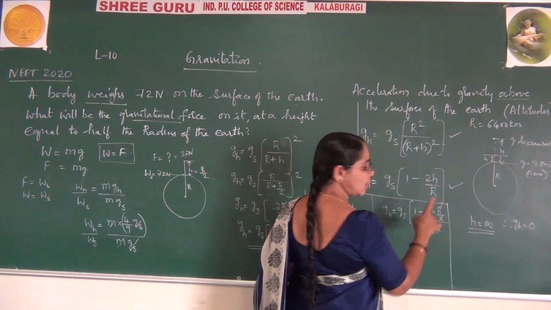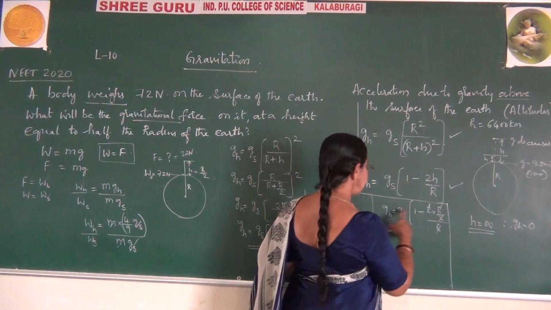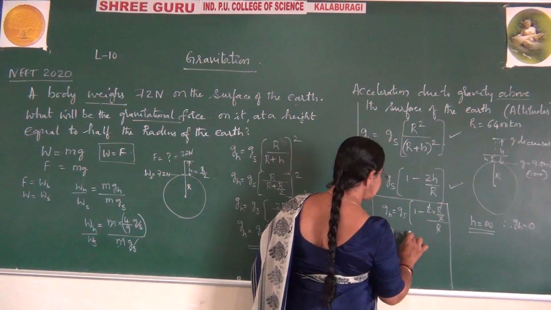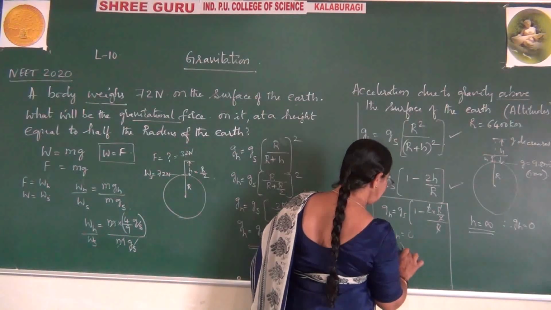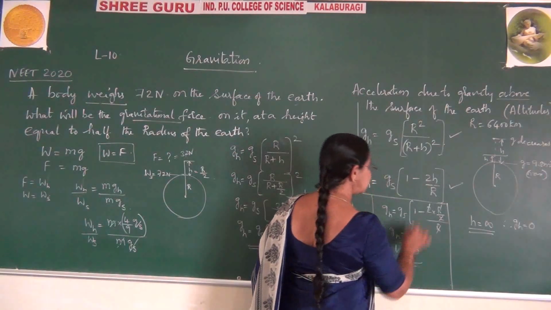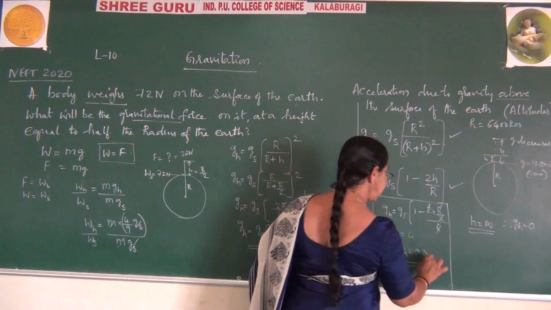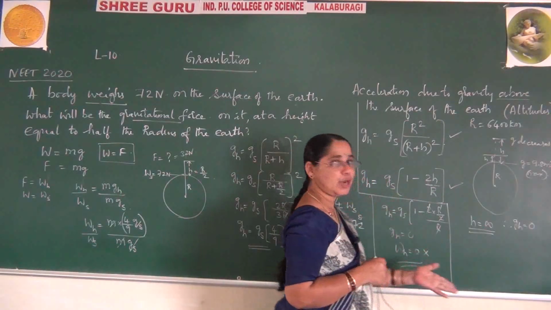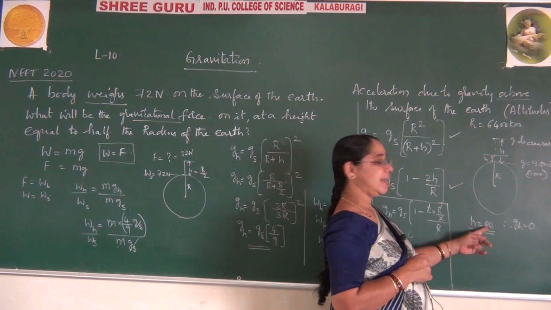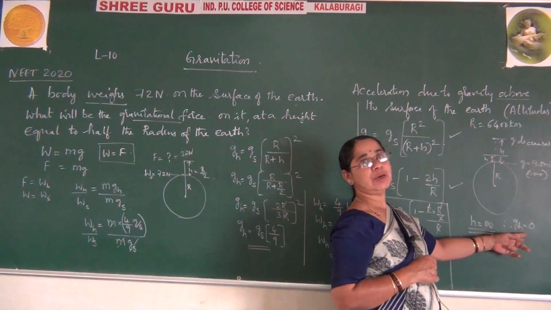So 1 minus 1 is 0. 0 into anything is 0. So naturally GH becomes 0. So naturally WH becomes 0 according to this condition. But this cannot be accepted, because you already know one point: at infinity, G becomes 0.